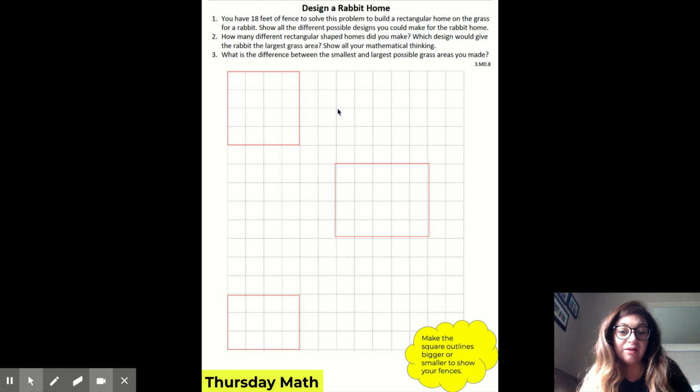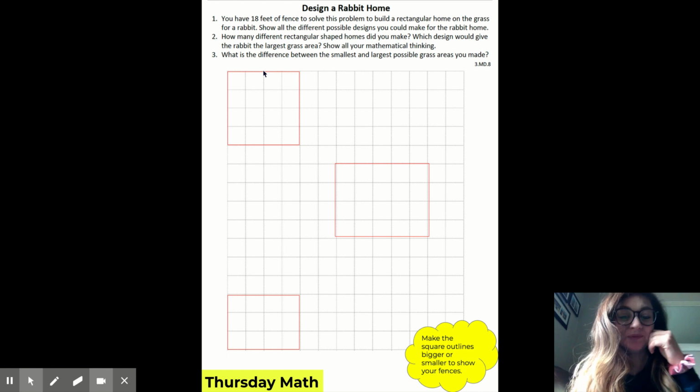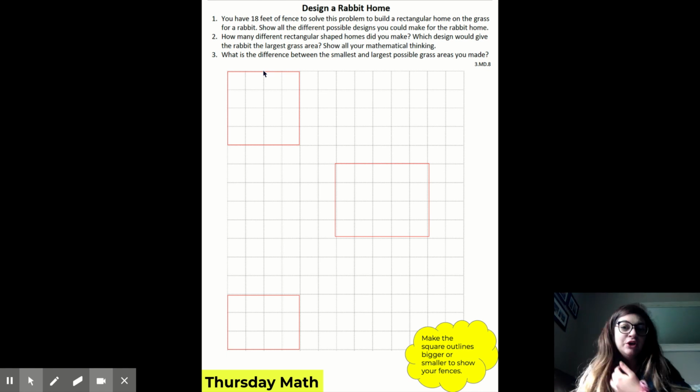So if you're working on Google Classroom, I put some red outlines that you can drag and drop and make bigger or smaller to show your rabbit homes. You can always make more than 3 if you have more ways than 3. And if you're working in the paper packet, all you're going to do is take a pencil. I would recommend doing it in pencil first and then outlining it with a crayon or a different color marker once you know that your answer is correct, just to make it easier to see.